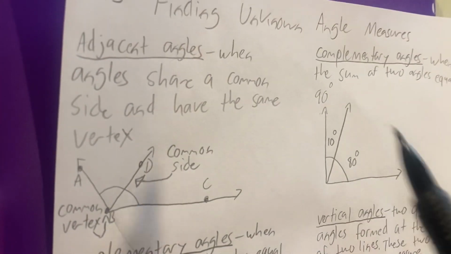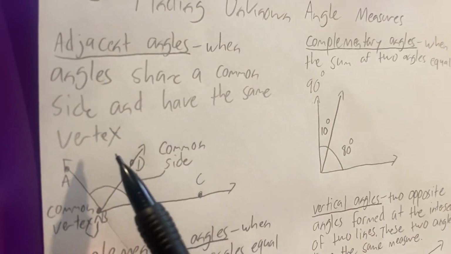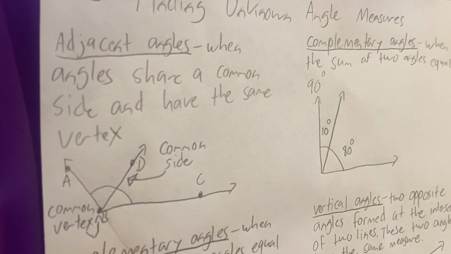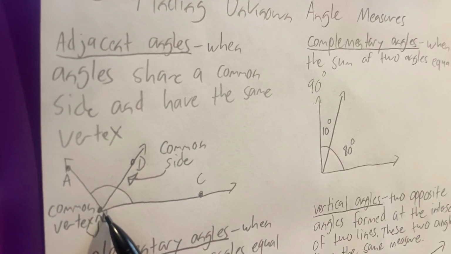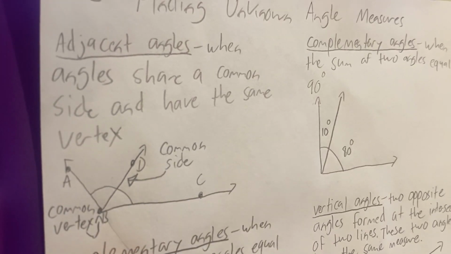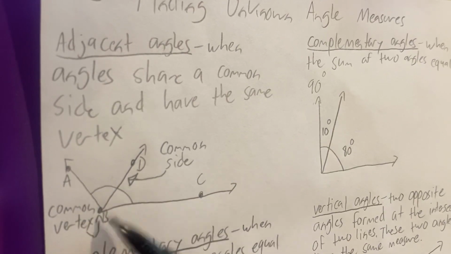We're focusing on adjacent angles, which is when angles share a common side and have the same vertex. So basically, it just means 2 angles that are right next to each other. See, they have a common vertex, which is like a point that they're all connected at, and they have a common side, which is where angle ABD and DBC have a common side here.